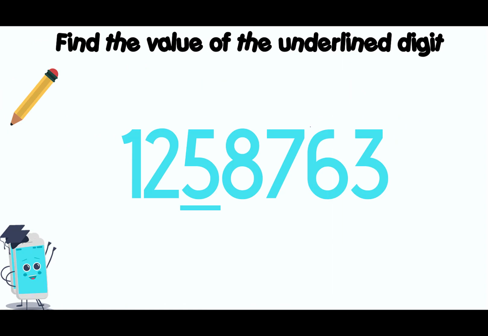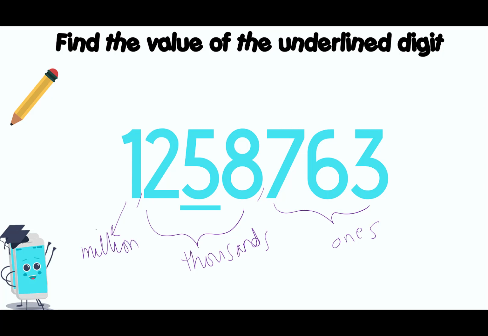For your next activity, you're finding the value of the underlined digit. Now, with this, each time there's going to be a different underlined digit. So you're going to just have to think about each time what the value of that digit is. Now, what I would do is I would put this into a place value chart. Now, you could put your commas in, your separators in. Don't have to use a place value chart. And that might be enough to show you what the value of that digit is.